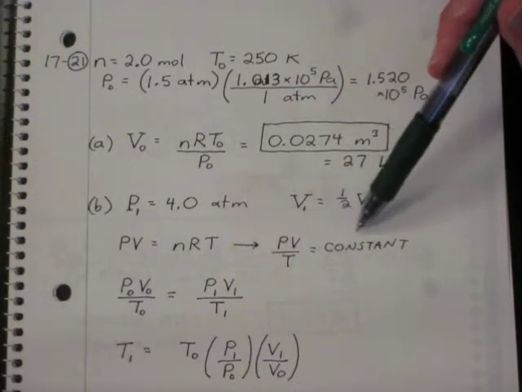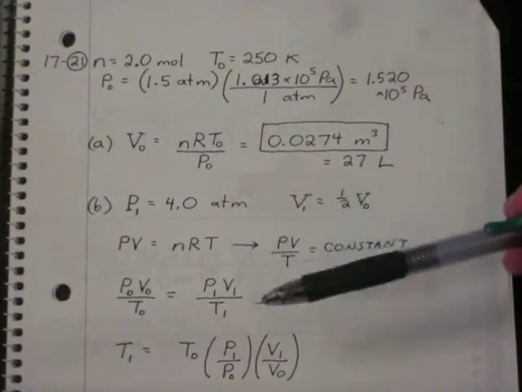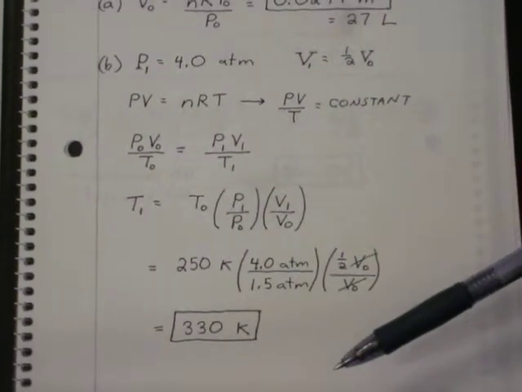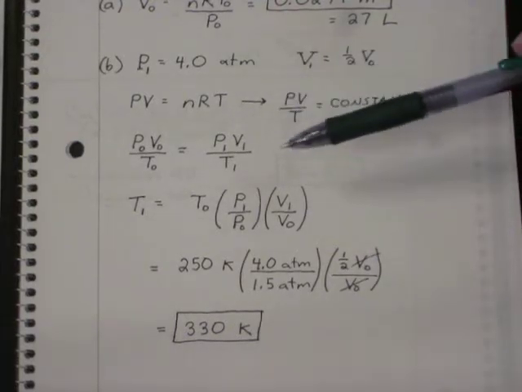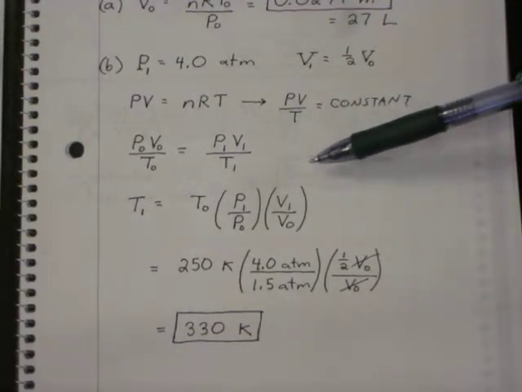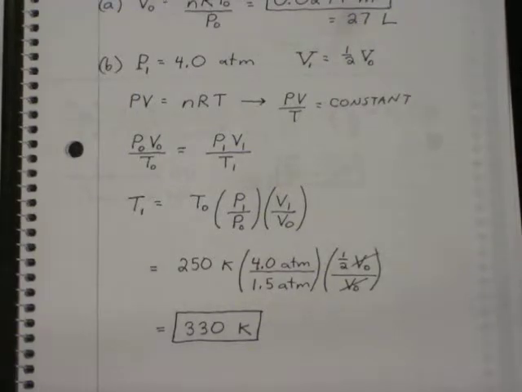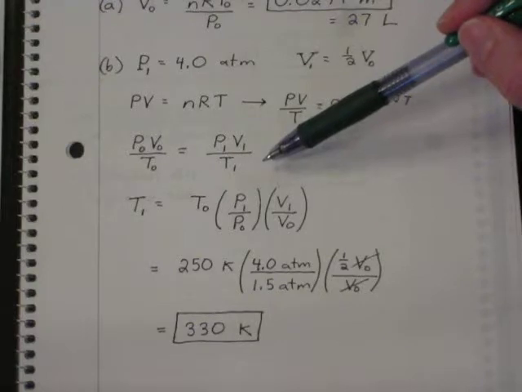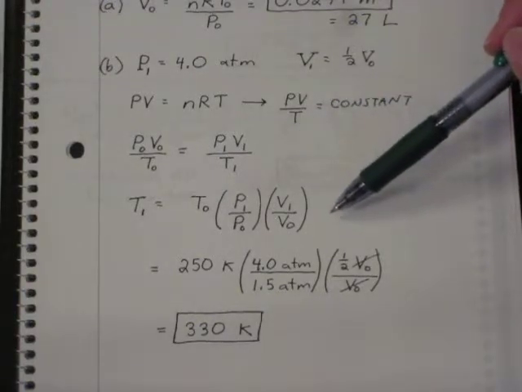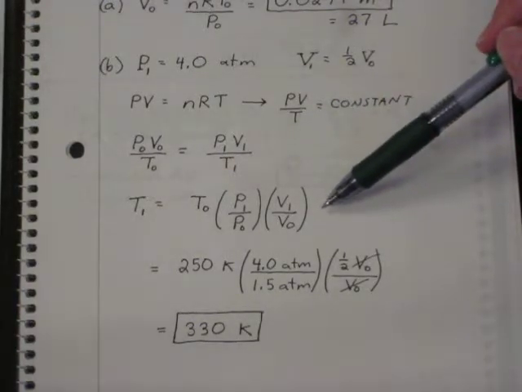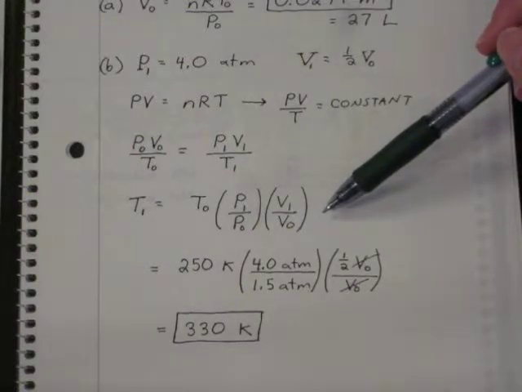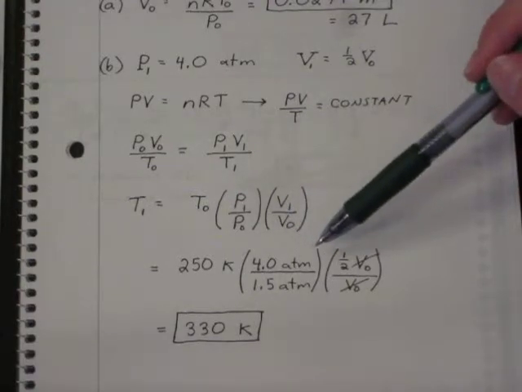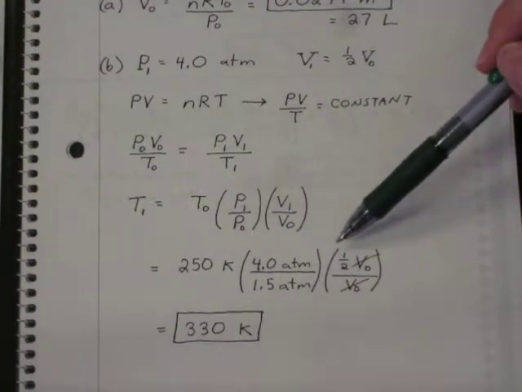Now, since PV over T is constant, we can say the initial PV over T is equal to the final PV over T. P naught V naught over T naught equals P1 V1 over T1. The question asks for us to solve for the new temperature, so solving this for T1, we should get T1 equals T naught times P1 over P naught, V1 over V naught. And we plug in the values, 250 Kelvin times 4 atmospheres over 1.5 atmospheres.